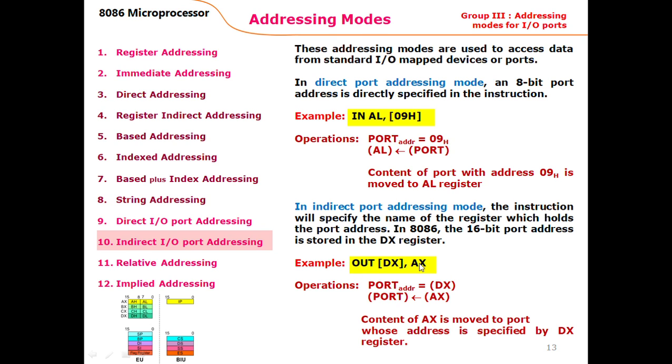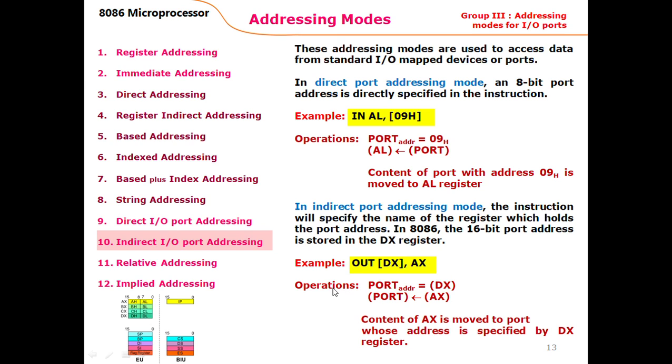This output instruction moves a 16-bit value from the AX register onto the output port represented with the port address DX. So this DX is a register that stores the 16-bit output port address. The address of the port is not directly specified as part of the instruction, but it is specified through a register, and that's why it's called indirect IO port addressing.